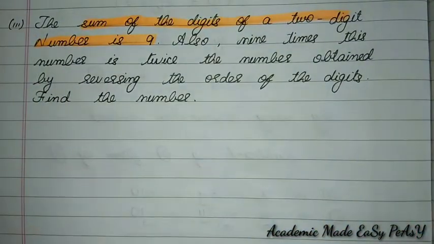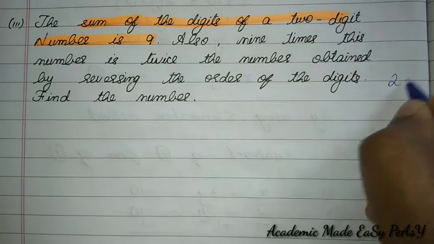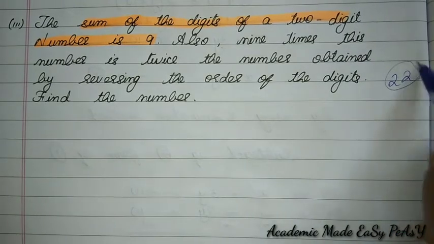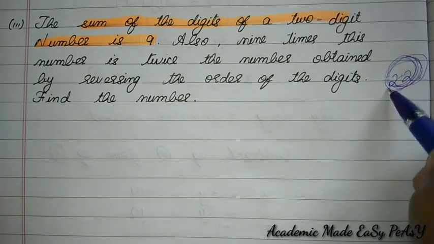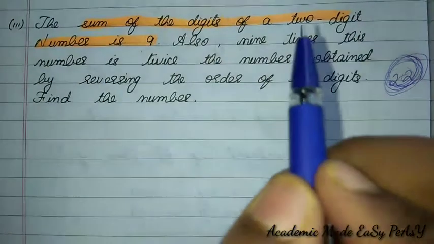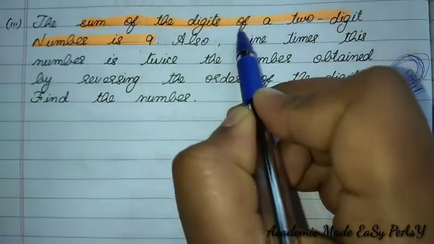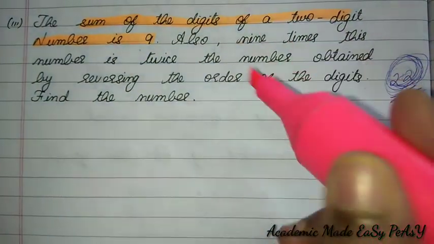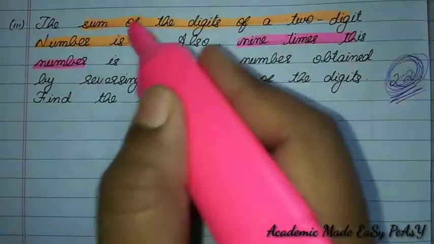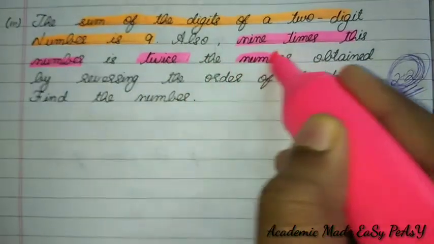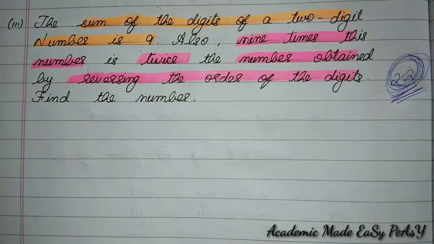Okay, so if we take any two-digit number, for example 22, this is a two-digit number, isn't it? This is called a two-digit number. So if we add these two digits, we will be getting a number that is 9. It's just like that they are saying. For example, only I said this, in order to explain this first statement. Next, what they are saying is that 9 times this number, which number? This two-digit number, is twice the number obtained by reversing the order of the digits. That is, let me explain to you with x and y.